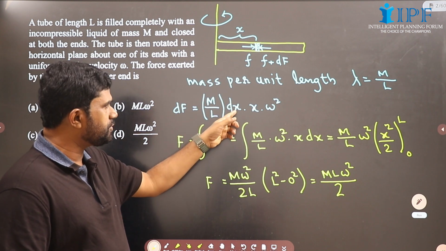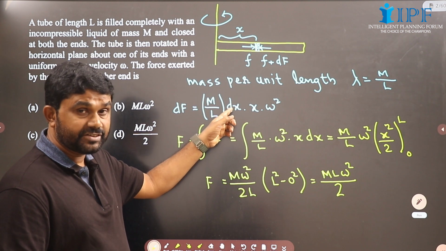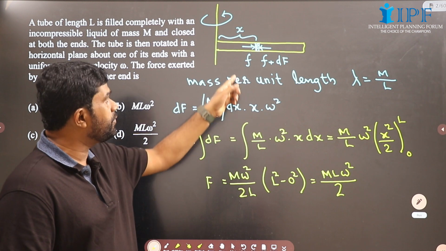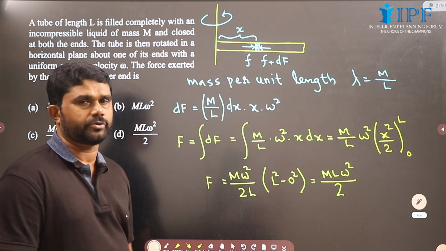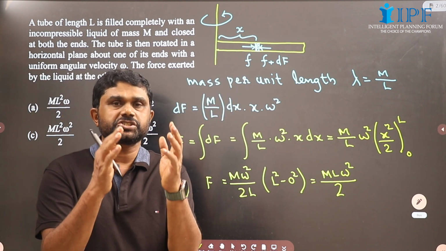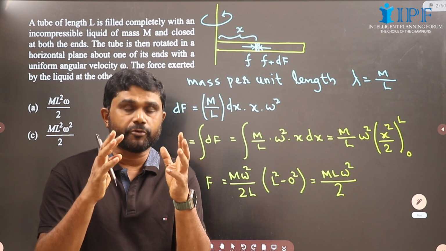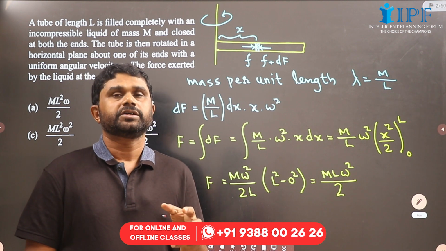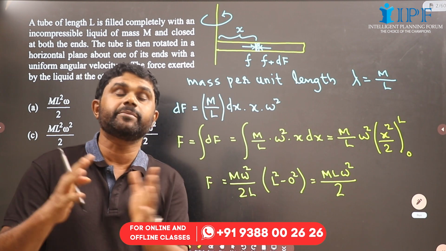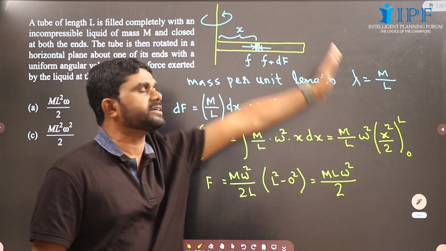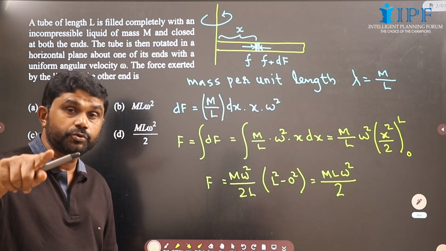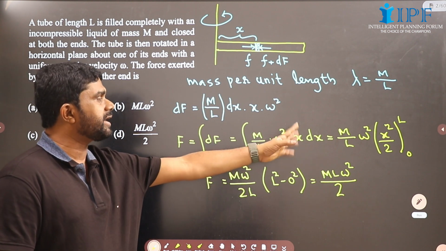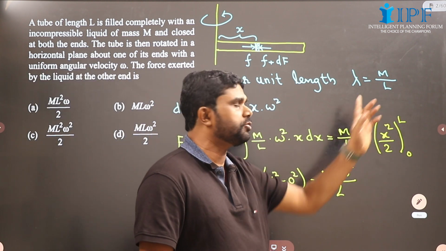This much is the mass of the element, dm. Next we have to take the radius of the circle in which the element is moving, that is x, so dm x omega square. That much is the force acting on an element at a distance x. We have to find the force on all such elements from x equal to 0 to x equal to L. That will give you the resultant force, capital F, integral dF, m by L omega square x dx, to be evaluated from 0 to L.